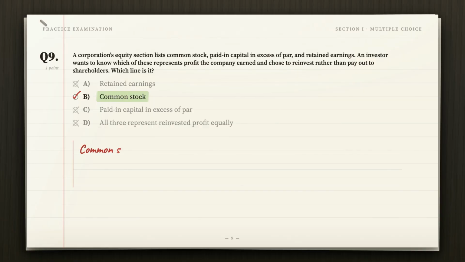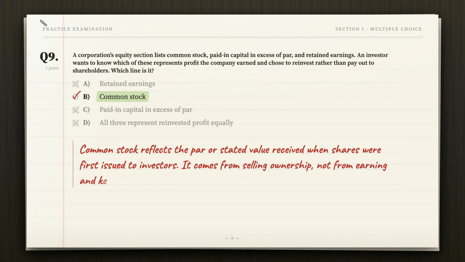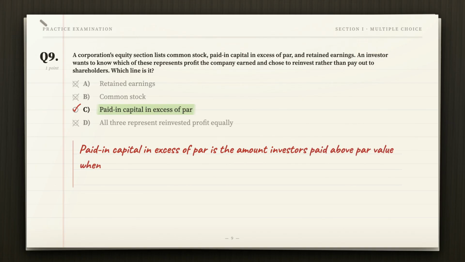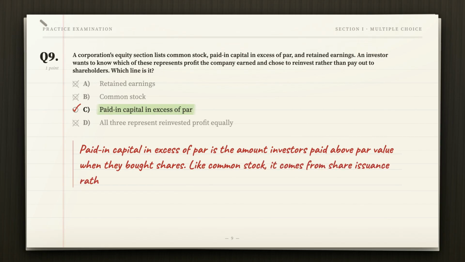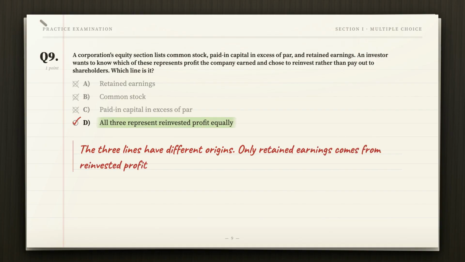B is wrong because common stock reflects the par or stated value received when shares were first issued to investors. It comes from selling ownership, not from earning and keeping profit. C is wrong because paid-in capital in excess of par is the amount investors paid above par value when they bought shares. Like common stock, it comes from share issuance rather than from reinvested earnings. D is wrong because the three lines have different origins. Only retained earnings comes from reinvested profit, while the other two come from issuing stock.